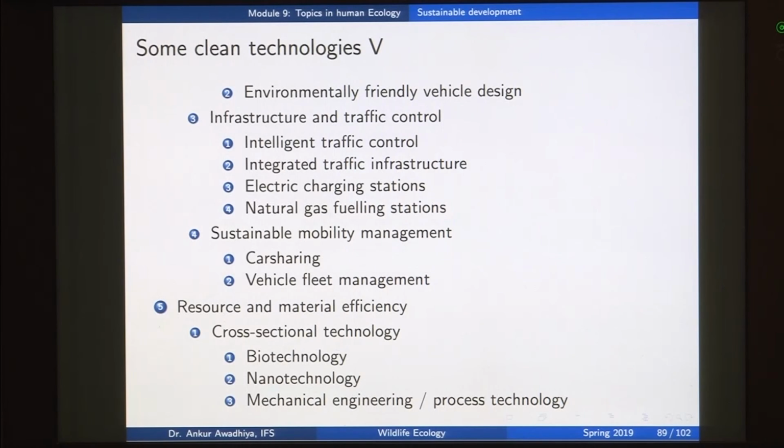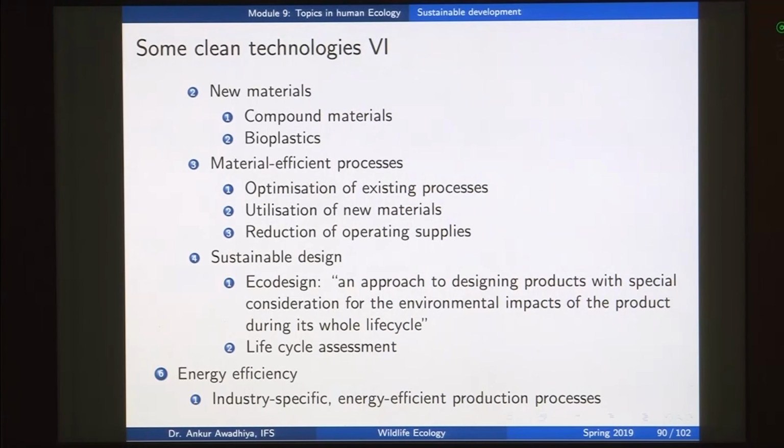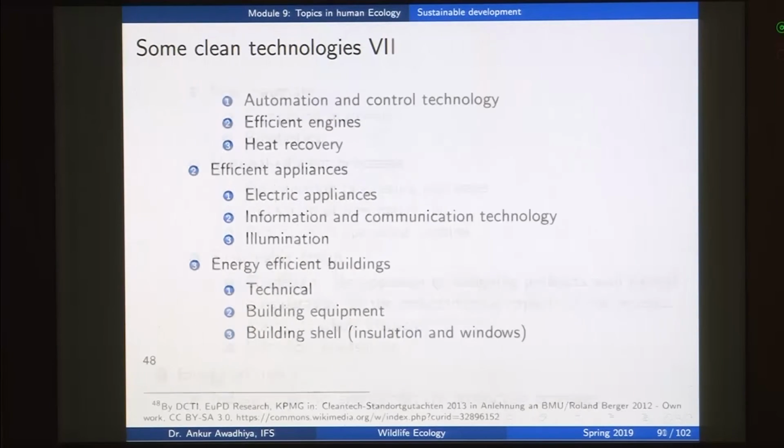Or things like resource and material efficiency, cross-sectional technology that is being used for different environmental applications, or new materials like compound materials or bioplastics. Can they replace something that is already degrading the environment? Or we talk about material efficient processing, sustainable designs, eco designs, or life cycle assessment as an integral part of the designing process. Or we talk about energy efficiency, industry specific automation and control technologies, efficient engines, heat recovery, or efficient appliances, or energy efficient buildings that are now becoming a norm in our country as well.